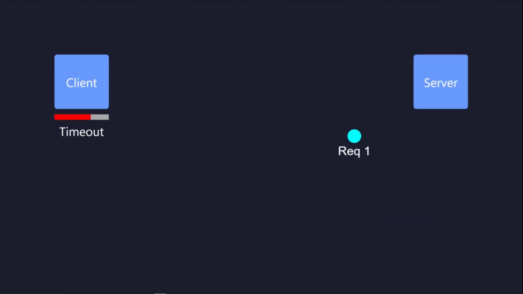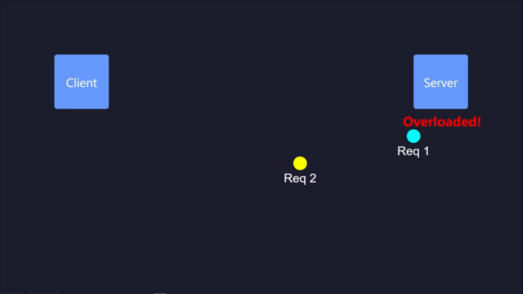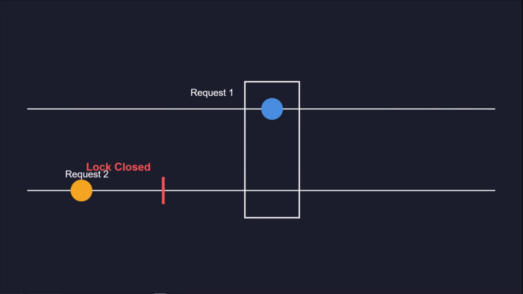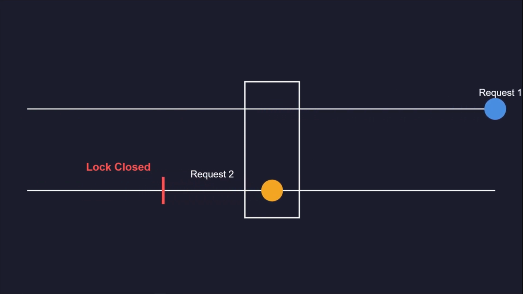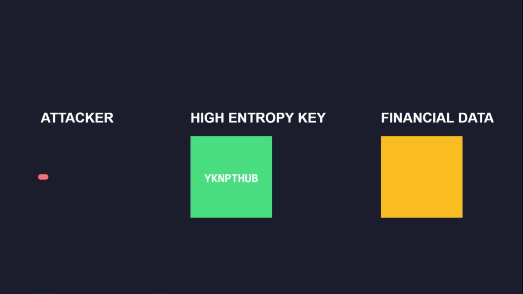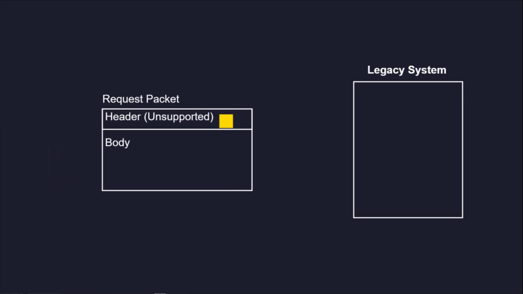If the server takes too long to process the request, the client might time out and retry before the first attempt is finished. This is why the processing status lock is vital. It forces the second request to wait or fail until the first one completes. Define your idempotency storage policies using infrastructure as code to ensure consistent time-to-live settings across development and production environments. Using high-entropy random strings for keys prevents attackers from guessing valid keys and intercepting cached financial response data.